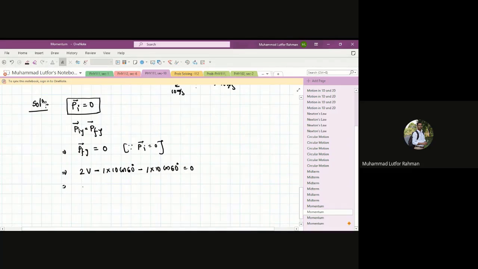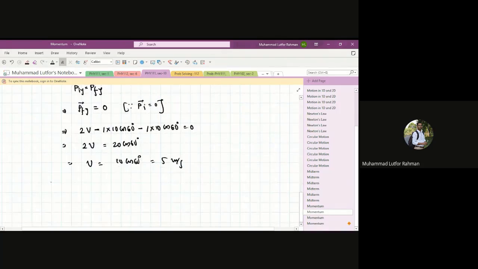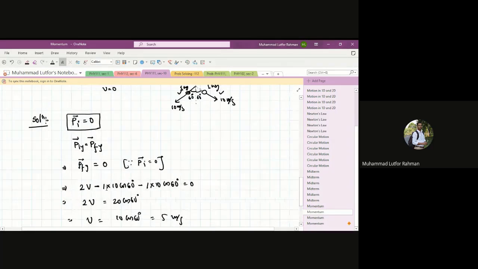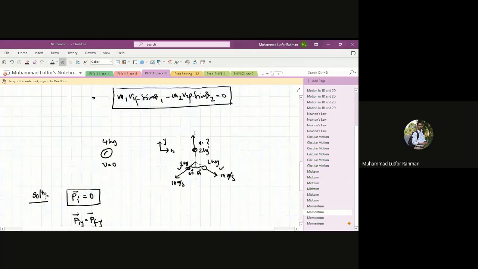Then 2v, which I'm going to find out, is going to be 20 cos 60 degrees. Then v would be 10 cos 60 degrees, which is 5 meters per second, because cos 60 is 0.5. So I can say that the speed of the third fragment would be 5 meters per second. That's how we can use this two-dimensional momentum conservation. So the speed is plus 5 meters per second, so it will move in the upward direction.